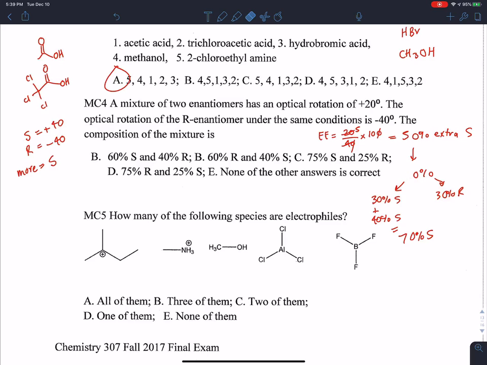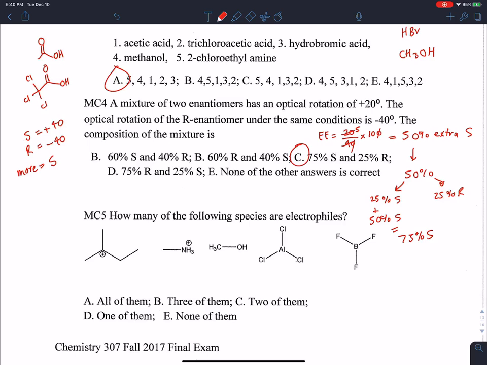And then I should be left with 50. Bad math. Then I have 25, 25 each here. And the answer should be 50, 60. So 75% S, 25% R. That's C. Sorry about that. Horrible math. 20 divided by 4 is 5, not 4.